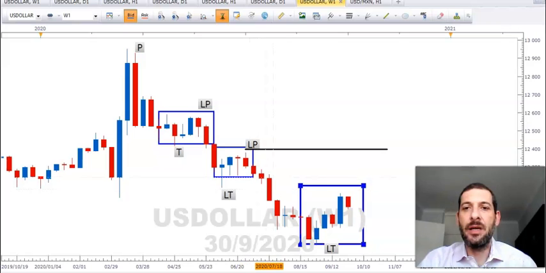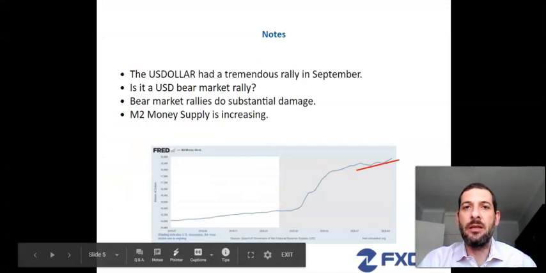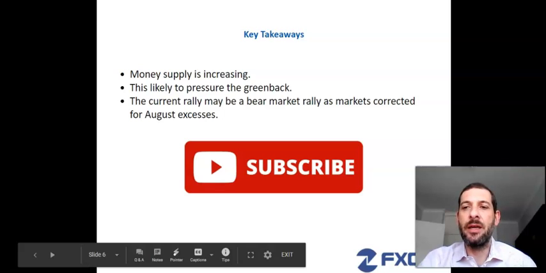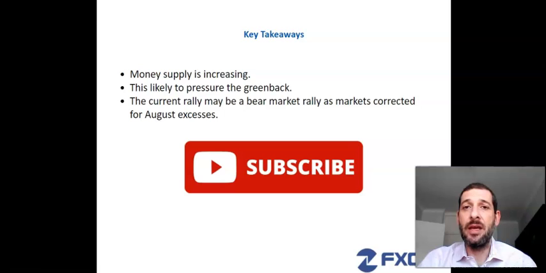Let's take a look at some of our key takeaways before we end. We know that money supply is increasing. This is likely to pressure the greenback, and if so, the question we've got to ask is, is the September rally a bear market rally? And the current rally could be just that, a rally that is taking place as markets in general corrected for August's excesses.